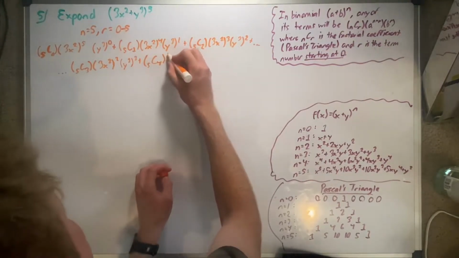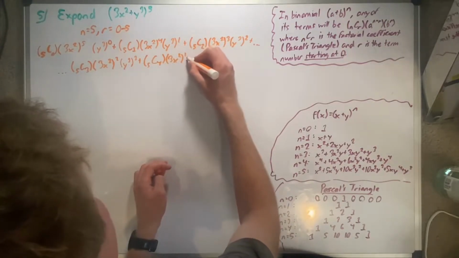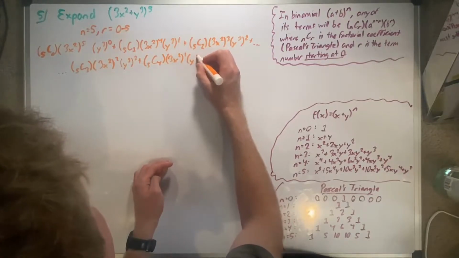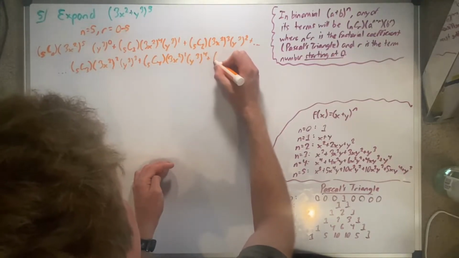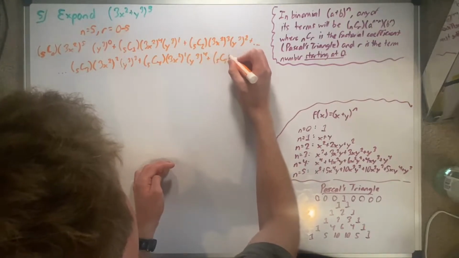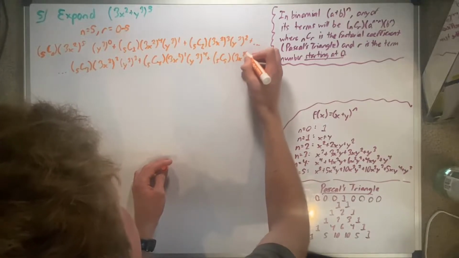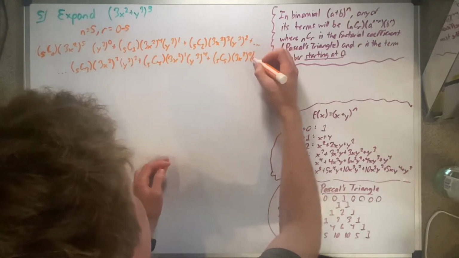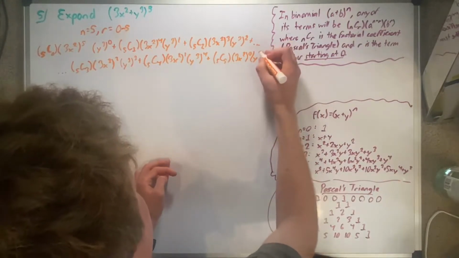Plus 5C4, 3x squared, 1, y cubed, 4, plus 5C5, 3x squared, 0, y cubed, 5th power.